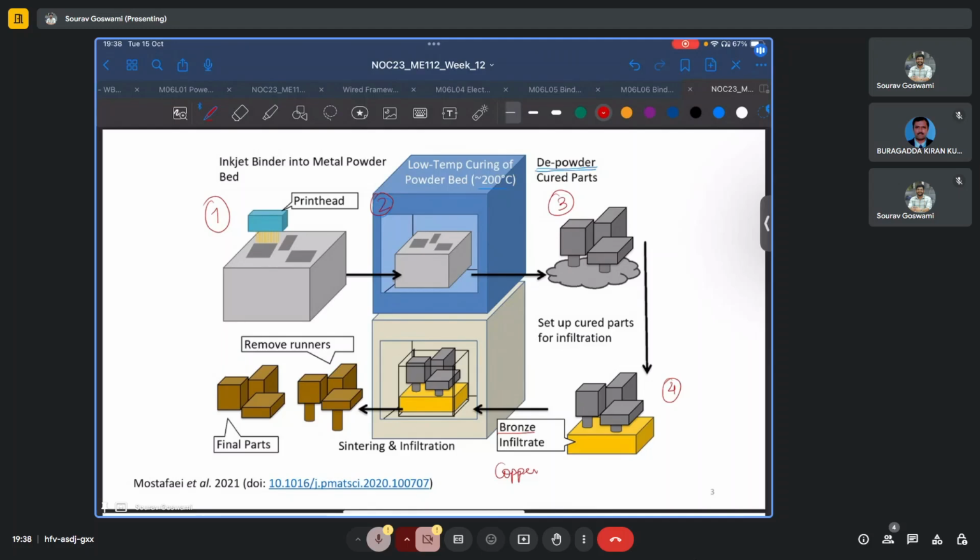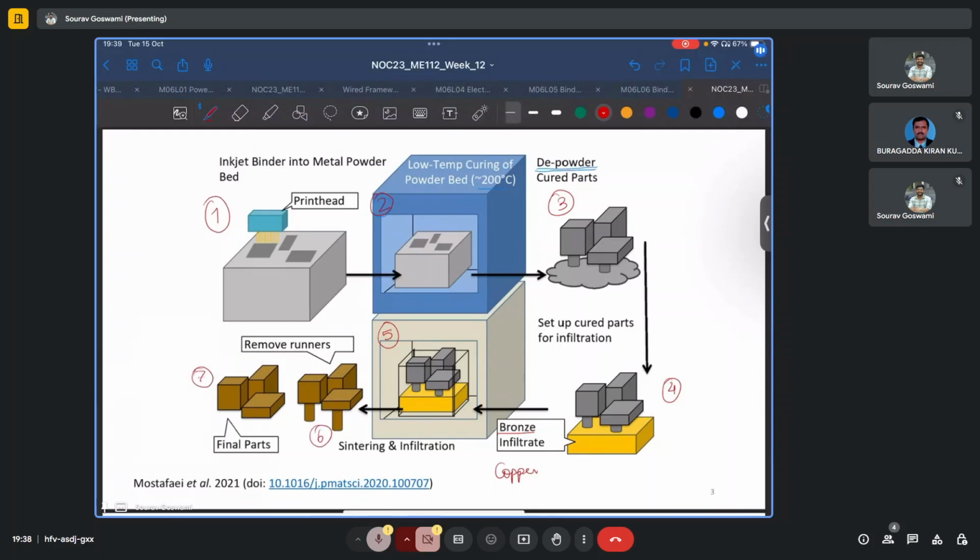It is set up for this infiltration process and again sent for sintering. However, this time it is a higher temperature. This temperature is sufficient to melt bronze or copper, but lower than the melting point of the build material itself. And under this high temperature, the infiltrant material can permeate into the voids by means of capillary action and can fill the voids. Finally, the runners are removed and the final parts are obtained.